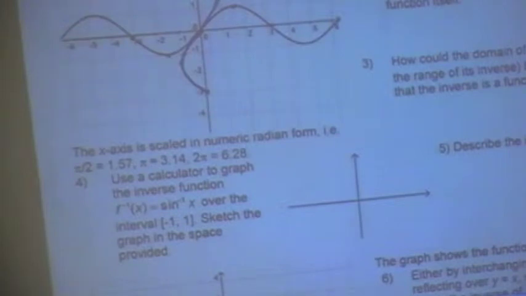Okay, is everybody good? Nobody's confused about which function we're graphing. All right, so why is it not a function?